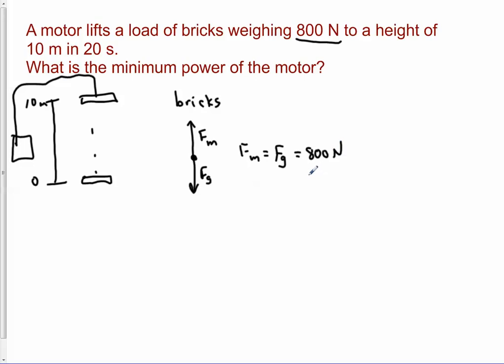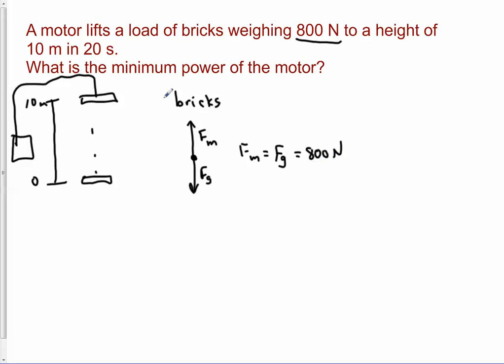So the motor has to be applying 800 newtons. It might be a little bit more, because it does have to accelerate it a little bit at first just to get it going. It has to actually be more than gravity at the beginning. And if there are any accelerations and decelerations in between, then at times the motor might have to go higher than 800 newtons. But basically 800 newtons is the minimum amount of force that the motor has to apply.